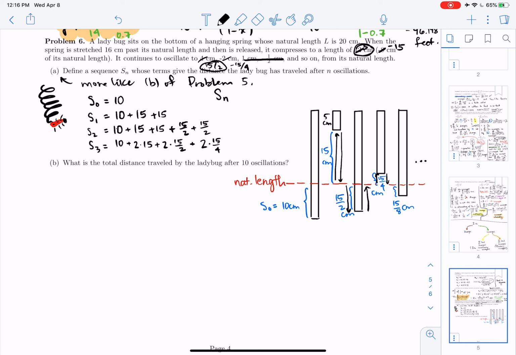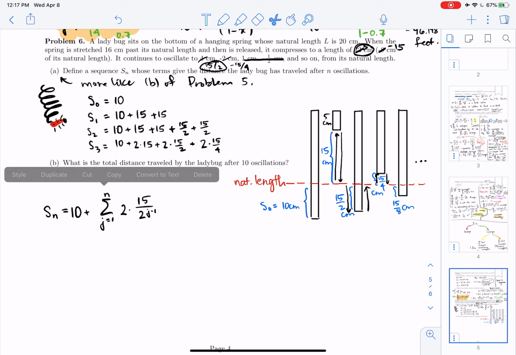We've got that after n oscillations, if you return to the natural length, you had an initial 10 centimeters traveled, but then you had 2 times whatever length was being traveled. And it looks like that length is 15 over 2 to the n minus 1. And you can just check that that formula works out, right? Because, oops, there should be a sum. See, I did it again. I treated it like it was 5A instead of 5B. So you've got terms that look like 2 times 15 over 2 to the, let's say, j minus 1, but you're adding all of those up. Okay, great. So that is our formula that we're going to use for the partial sums.